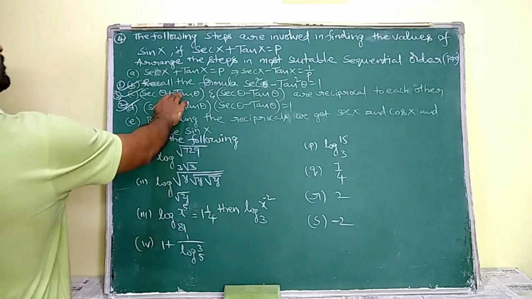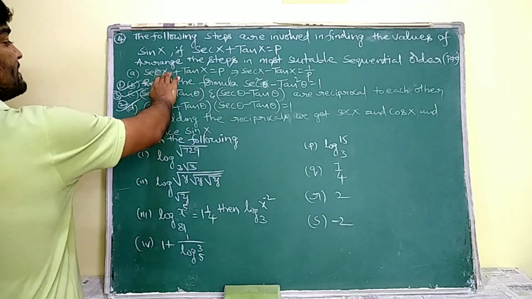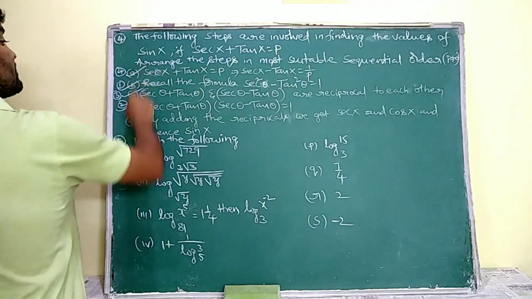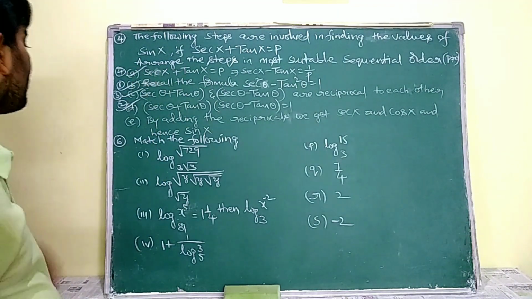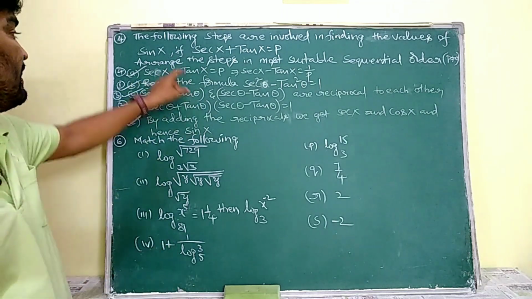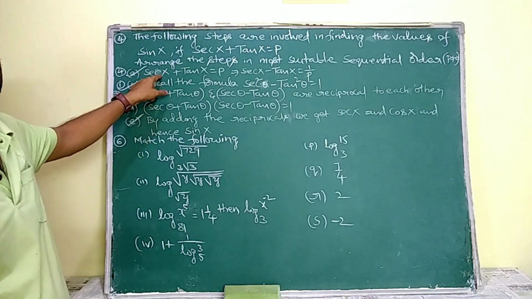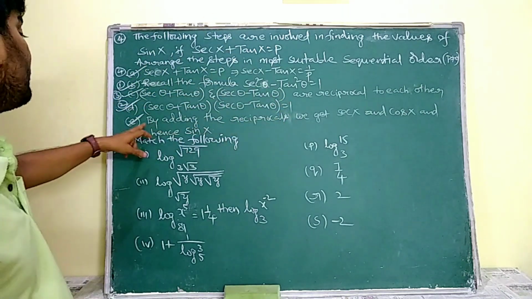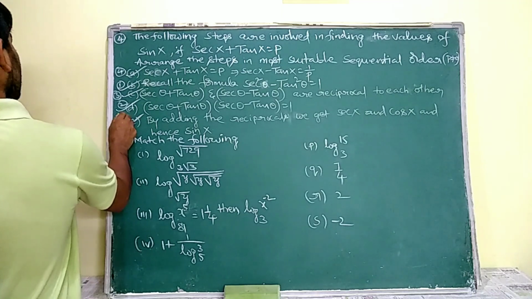Now, if these two are reciprocals, then since he gave us secant x plus tan x is equal to p, secant x minus tan x is equal to 1 by p. This is the fourth step. By adding those two, we find secant x, by that we find cos x, and by that we find sin x. This is the fifth step.